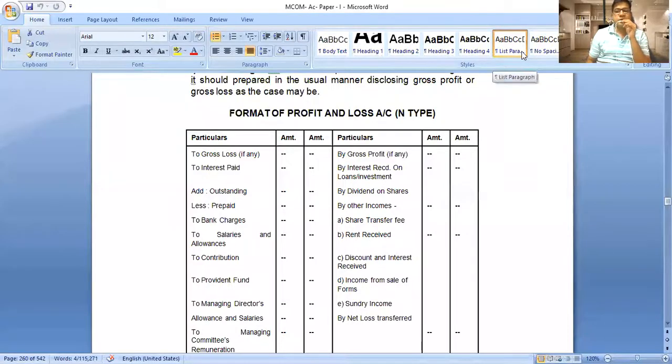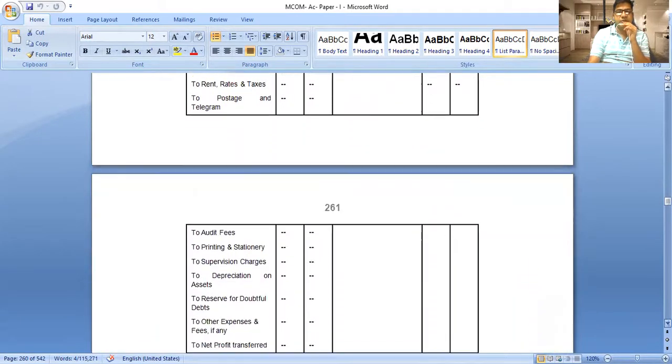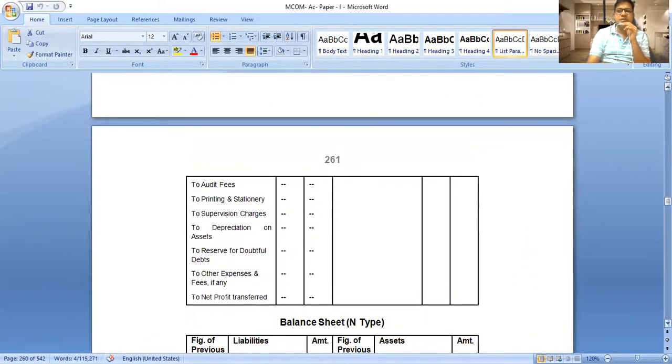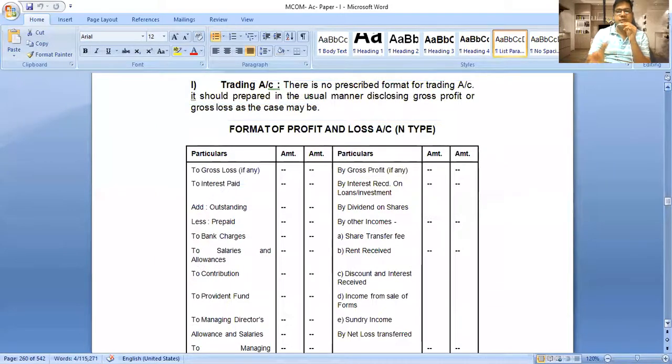Then net loss transfer. Profit and loss account format is there. They can earn profit and they can suffer the losses. It is a simple sole trader proprietary format that you have studied in the 11th standard. Sole trader proprietorship organizations prepare their books of records.